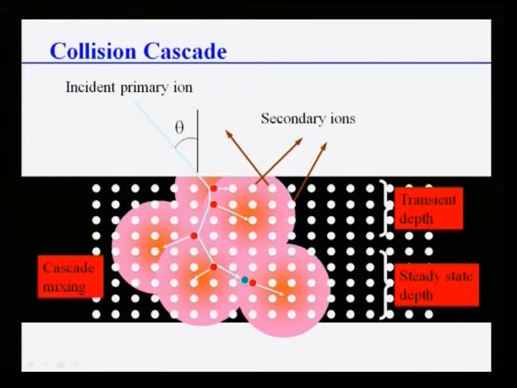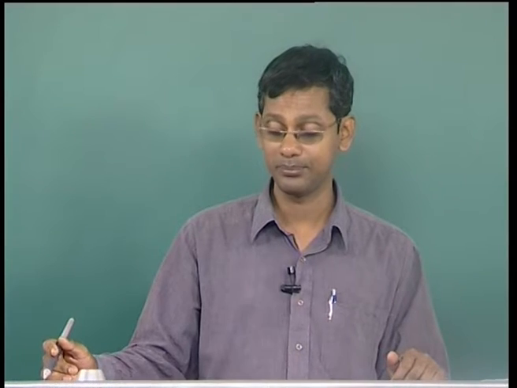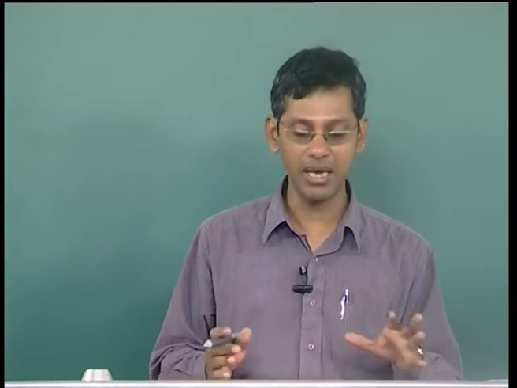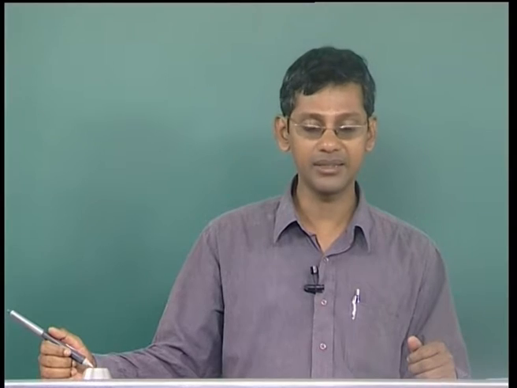Now what is a collision cascade? If you have an incident primary beam coming at an angle theta with respect to the surface normal, this can create a large number of secondary ions. One can create another one, and then it goes on. That is what is called a collision cascade, and this leads to cascade mixing in the sample. So the initial depths will be transient, and then finally when the cascade is stabilized, this is called steady state depth. Therefore measurements from the steady state depth are much better than the transient ones.